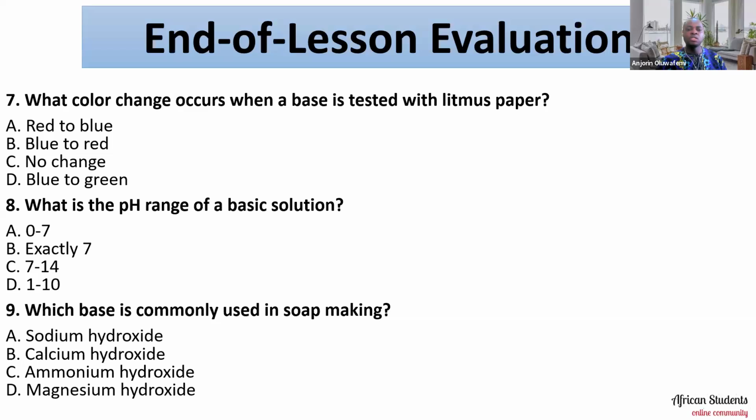Now, what color change occurs when a base is treated with litmus paper? So look at it carefully. Let me know what you feel the correct answer is. And then what is the pH range of a basic solution? Is it 0 to 7? Is it exactly 7? Is it 7 to 14 or 1 to 10? So tell me what you feel the right answer is. And then which base is commonly used in soap making? We talked about this while I was teaching. So please tell me what the right answer is and put it in the comment section.